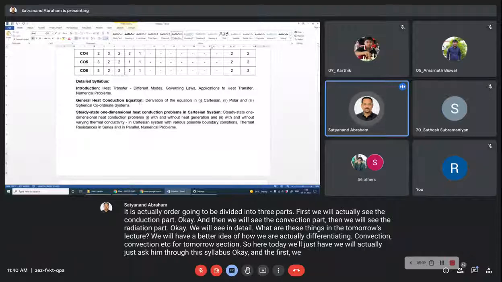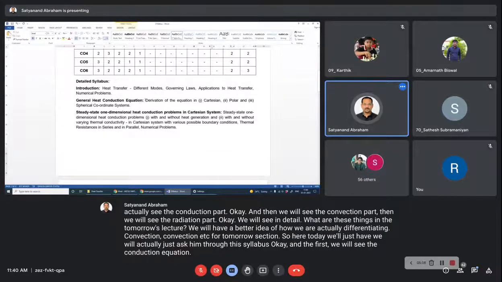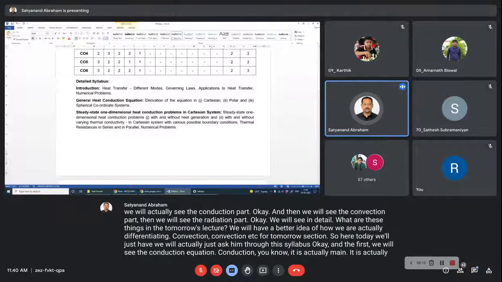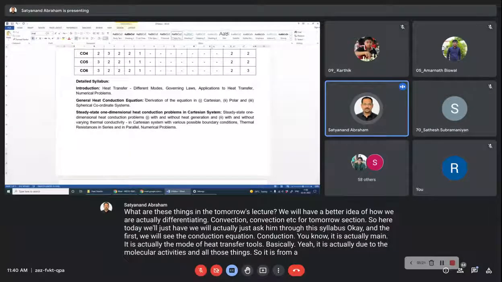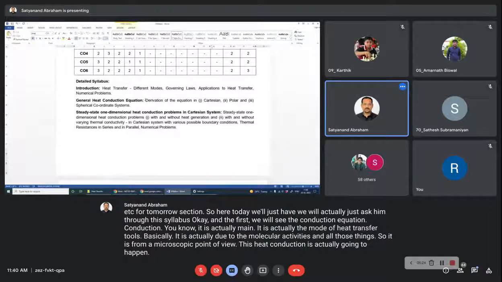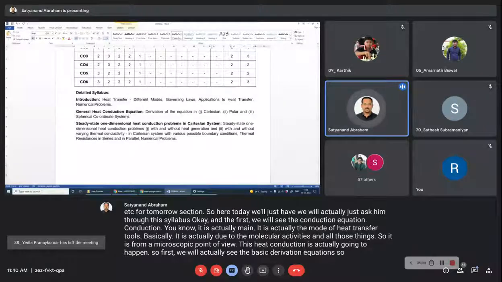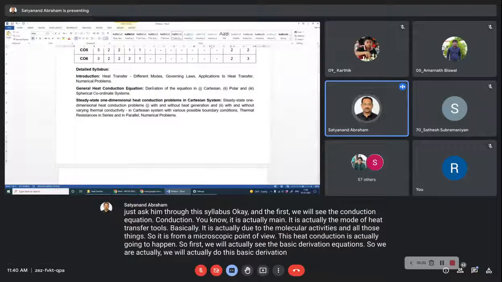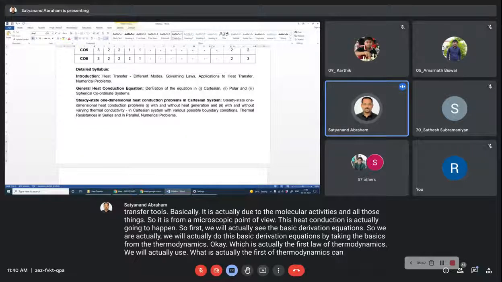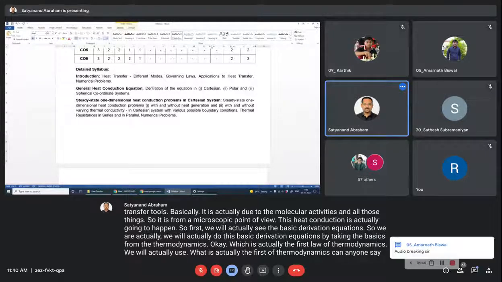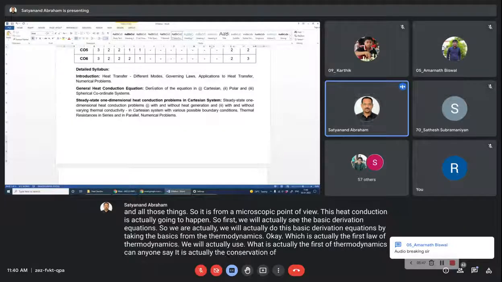First we will see the conduction equation. Conduction is the mode of heat transfer in solids, basically. It is due to molecular activities and all those things. So from a microscopic point of view, this heat conduction is going to happen. First we will see the basic derivation of the equations. We will do this derivation by taking the basics from thermodynamics, which is the first law of thermodynamics that we will use. What is the first law of thermodynamics? Can anyone say? It is the conservation of what?